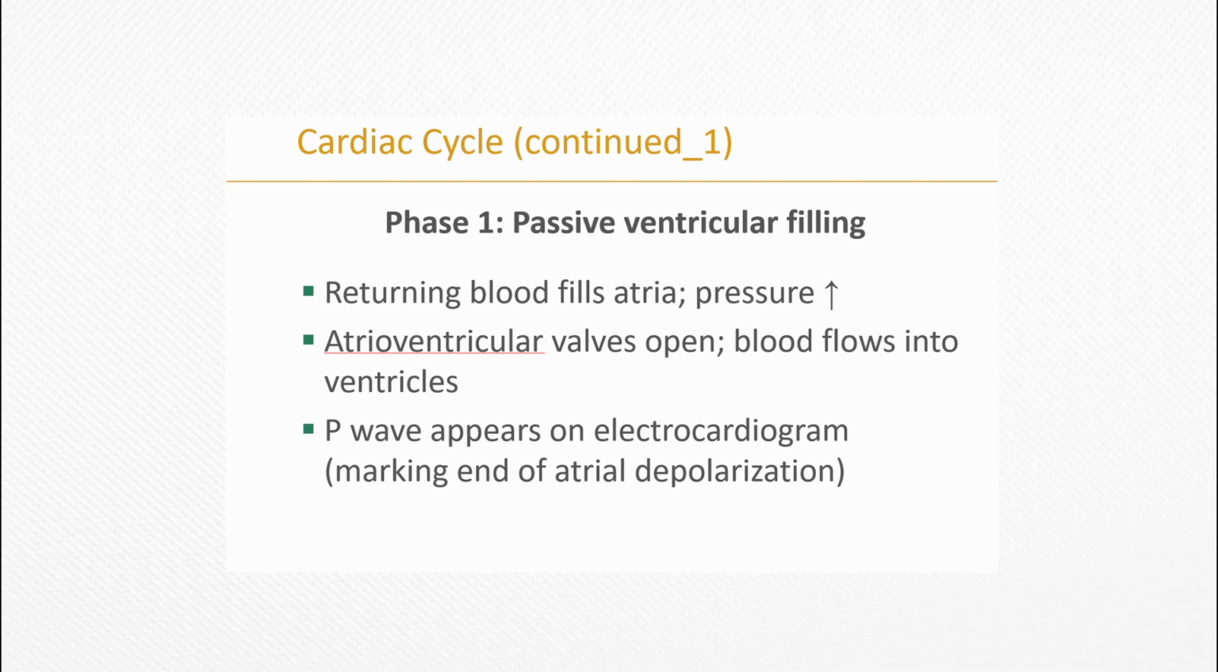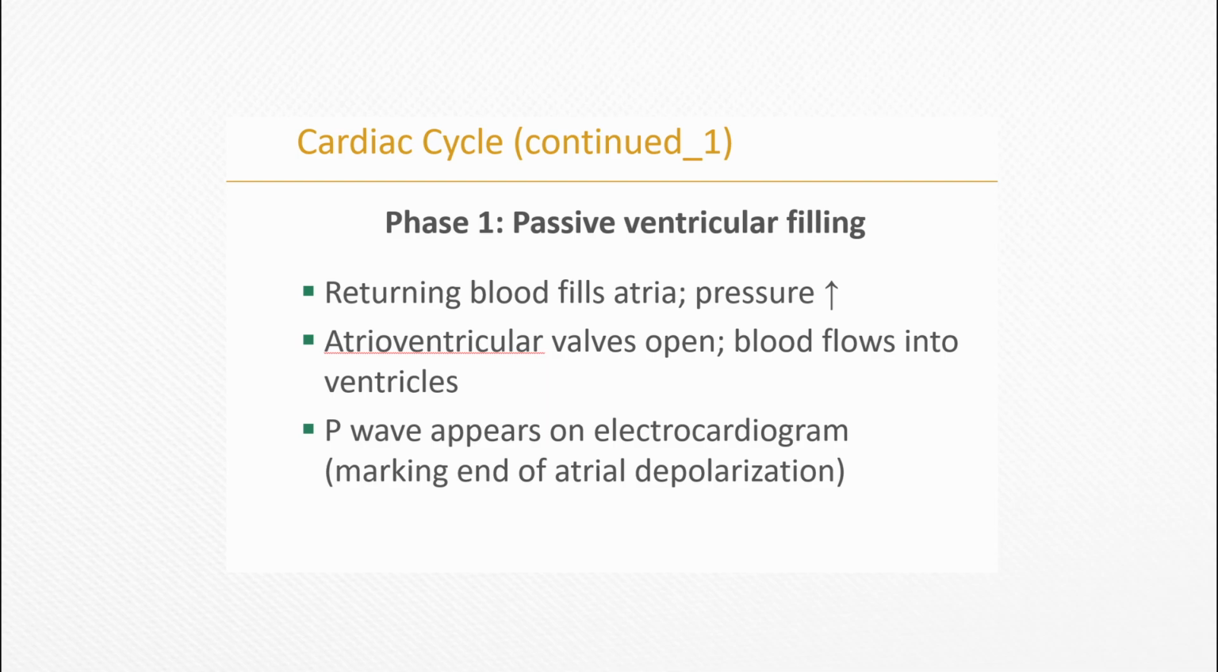So this is just more review of stuff we already talked about. Talking about the cardiac cycle, the cycle of the heart contracting and then relaxing. In phase 1, passive ventricular filling, the returning blood fills the atria, that deoxygenated blood that we saw before. Pressure goes up, the AV valves open and blood flows into the ventricles. The P wave appears on the electrocardiogram, marking the end of atrial depolarization. So this is the beginning, and you see that P wave.